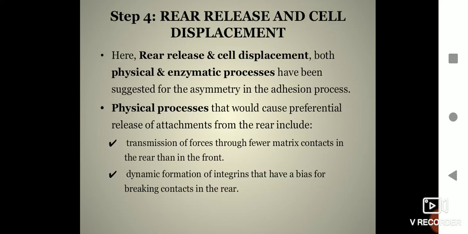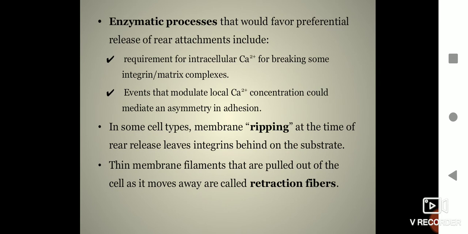And fourth step is release of the cell from the back, the rear end, and this cell displacement occurs usually through a physical and an enzymatic process. Physical process is where the transmission of force through the matrix contact will take place in such a way that from the rear the cell is released by breaking of the integrin. And the enzymatic process requires intracellular calcium, which will help in breaking of the integrin, right?